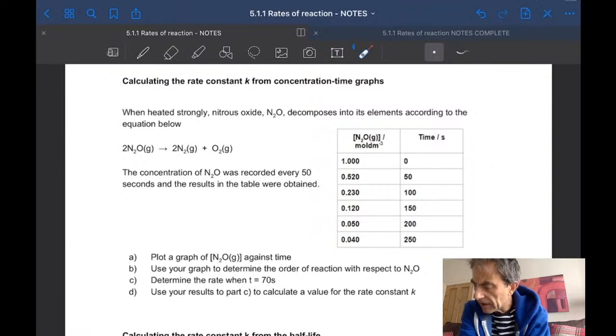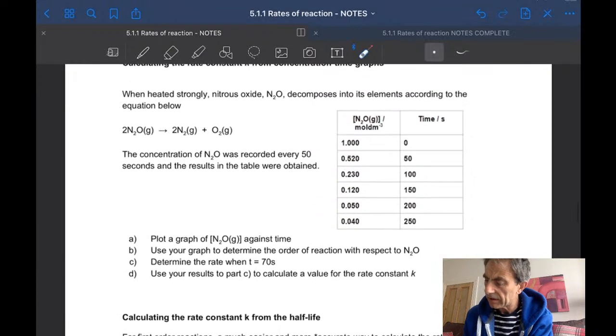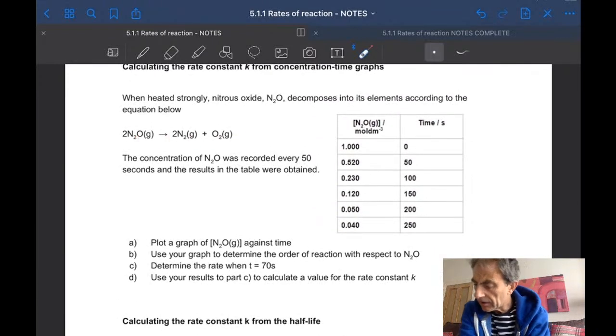Let's read through the question and then I'll show you the graph and we'll look at how you do the calculation. When heated strongly, nitrous oxide decomposes into its elements according to the equation below. The concentration of N2O was recorded every 50 seconds and the results in the table were obtained. So we've got concentration of N2O gas against time, and we can plot a concentration time graph. Let's have a look at the graph that I got for this one.